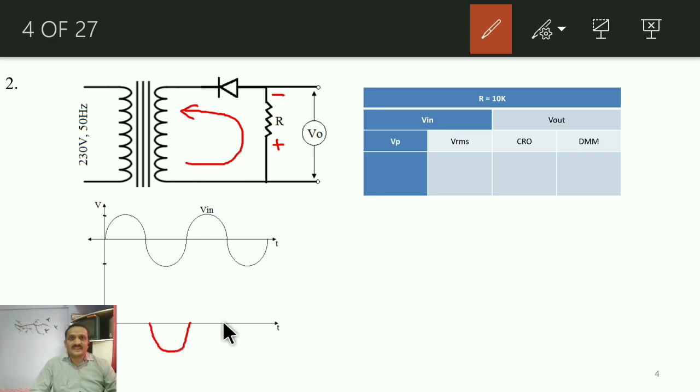During the negative half only you will have the output, while during the positive half the output will remain 0. It will be like this, right?